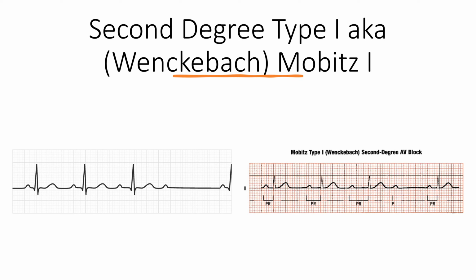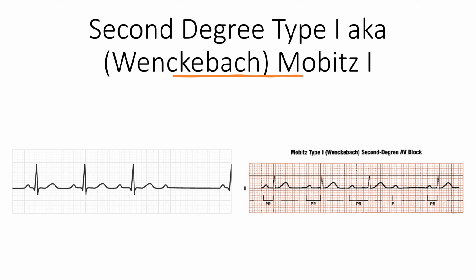Typically in this type of rhythm, we say this little rhyme that you'll learn about at the end. We say long, longer, longer, drop. Then you have a Wenckebach. So that's how you can tell that it's a Wenckebach. It goes long, longer, longer, and then it drops.